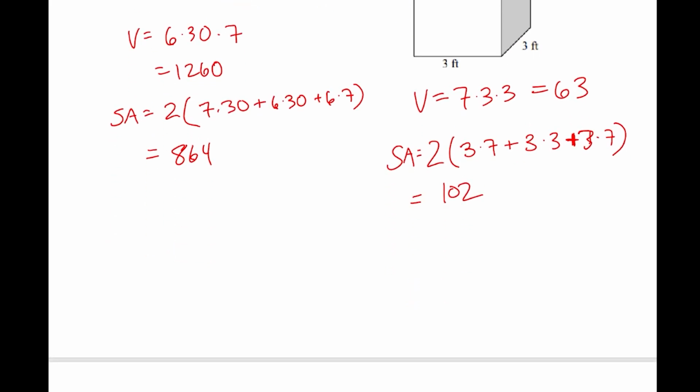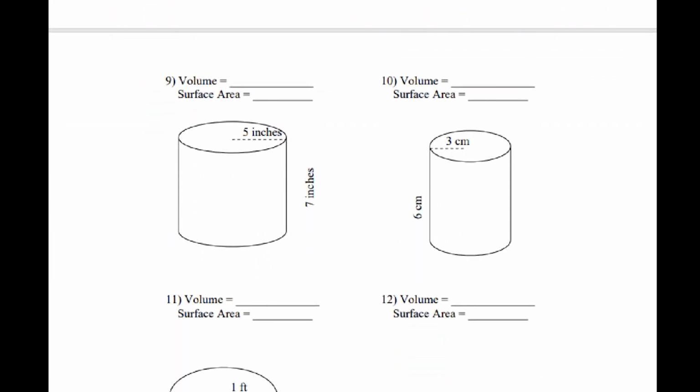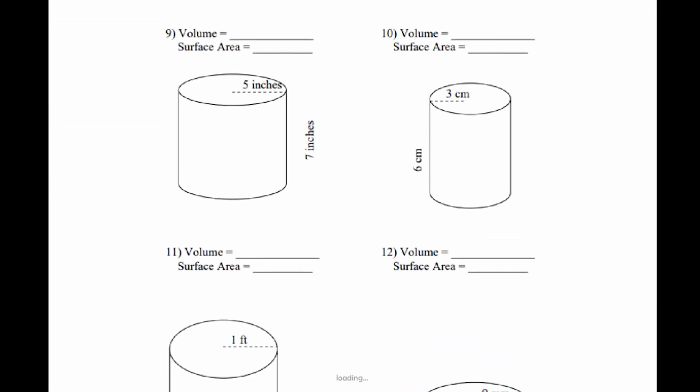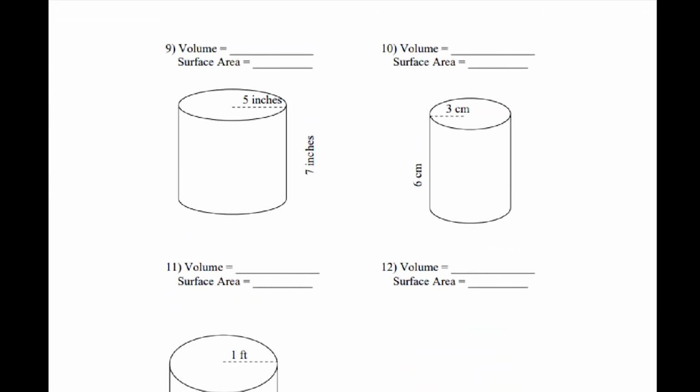That brings us to our last page. We're going to do a little bit more with cylinders here. It looks like we got 4 last problems. So we'll start with the volume. The volume is the area of the base times the height. So pi r squared, so the r here is 5. So 5 squared times the height is 7.